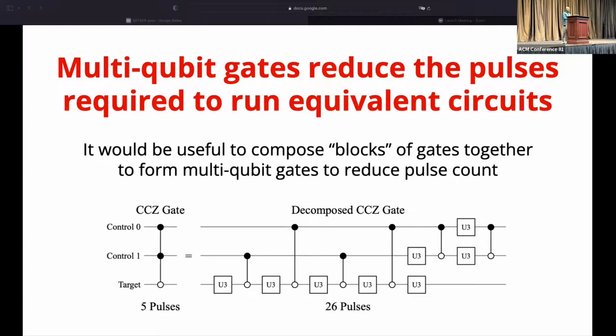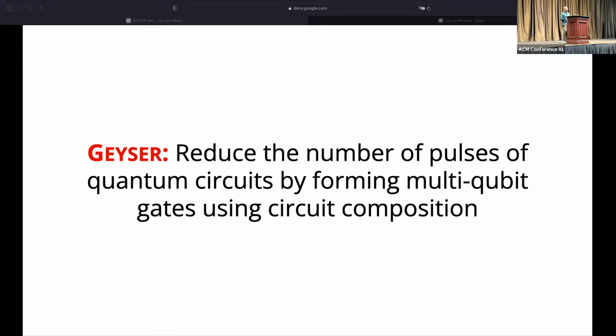And that's exactly the goal of Geyser. With Geyser, we want to achieve these 2 goals. The first one is to parallelize as many operations as possible. And the second goal is to compose the smaller gates into larger CCZ gates so that we can apply fewer pulses.